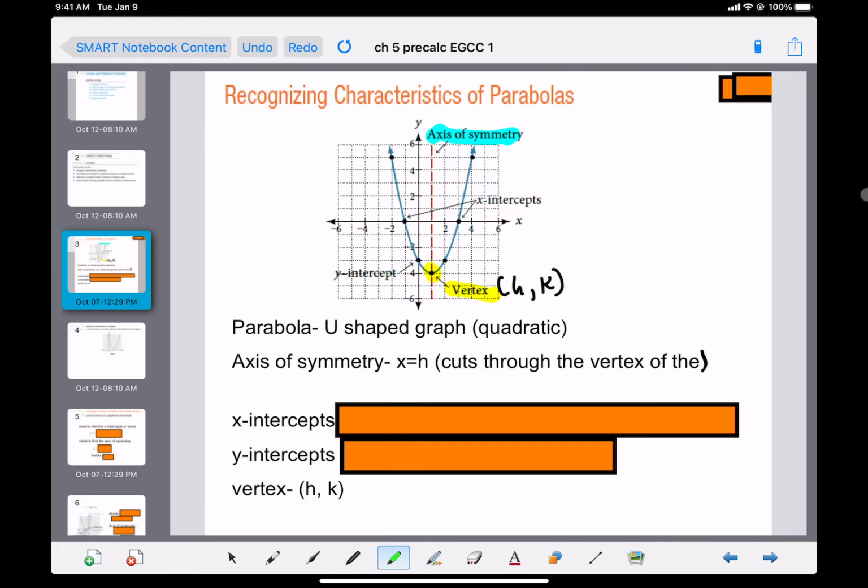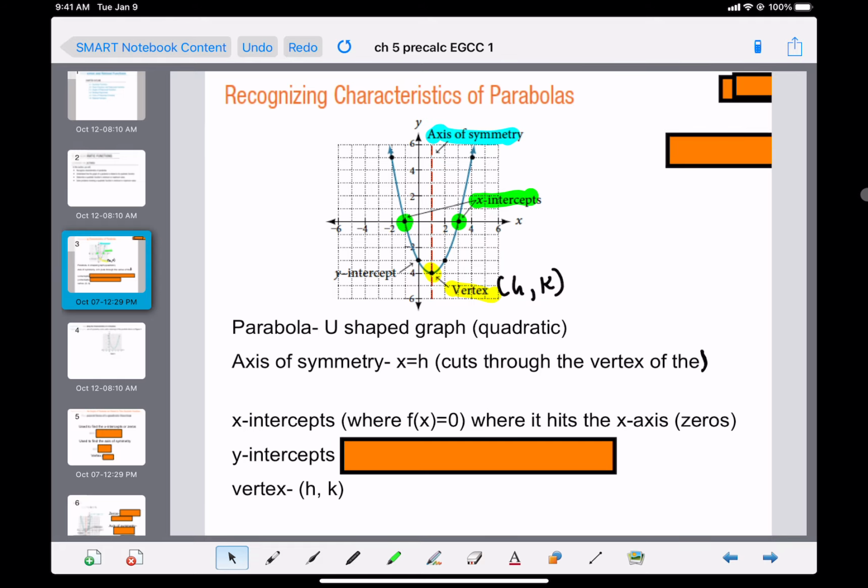Remember, the x-intercepts are where we hit the x-axis, and the main thing to remember is that you have to set f of x equal to 0.